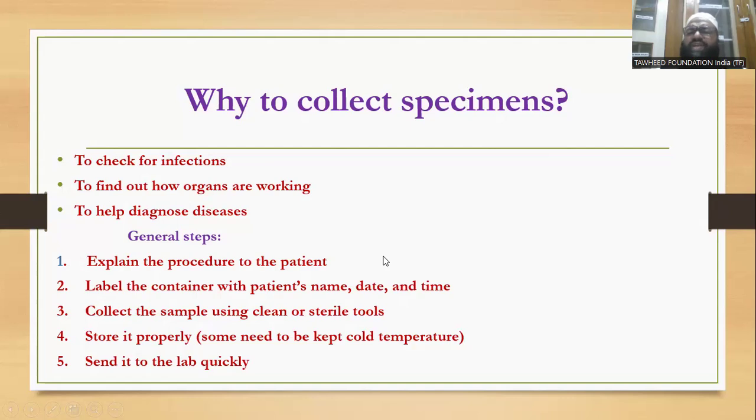So why collect specimens? To check for infections, to find out how organs are working, to help diagnose diseases. One is to check whether any infections are there or not, to identify them, and to find out how organs are working. What about kidney? What about liver function test? What about pancreas? What about cardiac? All those organs, whether they are functioning properly or not, we need to identify, and we can identify them by having a blood test.